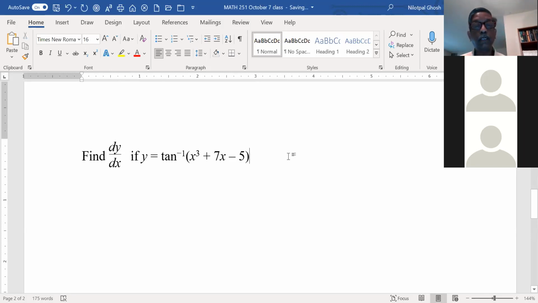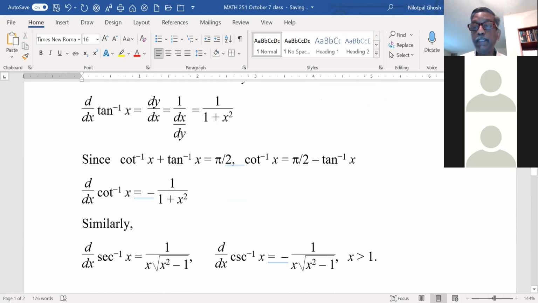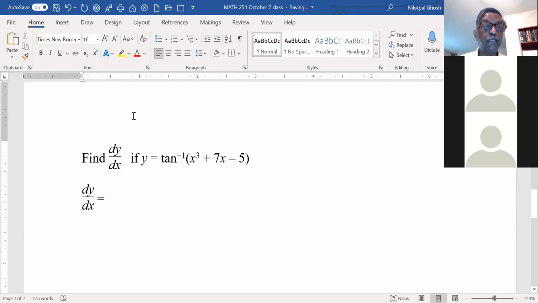It's maybe too complicated, but one can do it. We can just write down, using the derivative of tan inverse, 1 over 1 plus whatever that quantity is, times the derivative of the inside. So the derivative of tan inverse is 1 over 1 plus whatever this thing is. Remember, we will use the chain rule. The derivative of tan inverse x is 1 over 1 plus x squared. So instead of x, we will write x cube plus 7x minus 5.